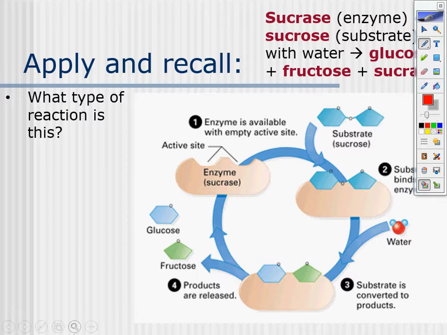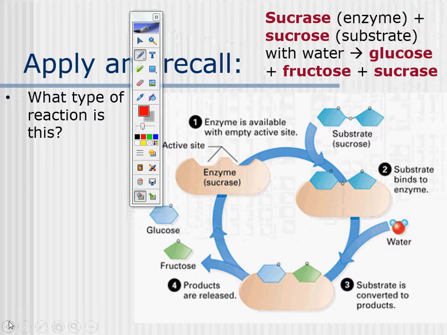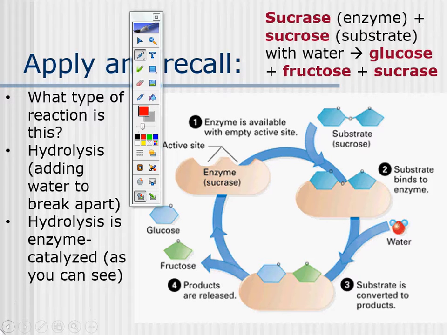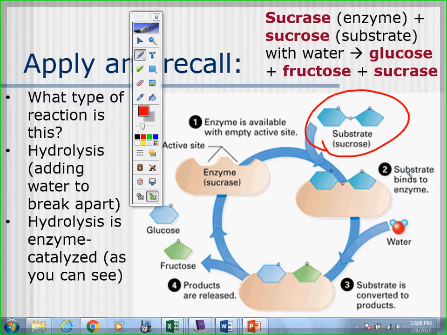So I have sucrase plus sucrose with water forms glucose, fructose, and sucrase. Hydrolysis, adding water to break apart. Hydrolysis is enzyme catalyzed, as you can see in this lovely picture. So my substrate here is going to be sucrose, C12H22O11, and then it's going to break up into this 6-carbon glucose and this 5-carbon fructose. So products are going to be released. We're going to add water, which means hydrolysis.